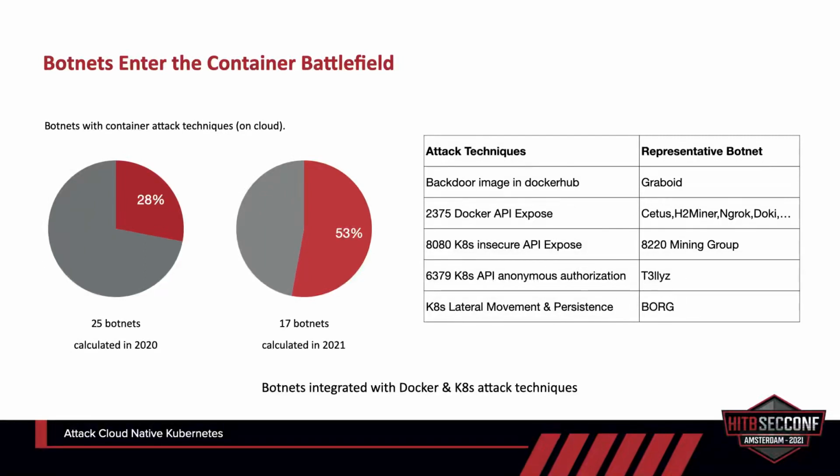Of the 25 cloud-oriented botnets observed in 2020, about 28% have their own container exploits, and the proportion reached 53% this year. The figure on the right represents several common attack methods and representative botnet families, including the well-known Docker Hub backdoor image and unauthorized access to the public interfaces of Docker and Kubernetes cluster.